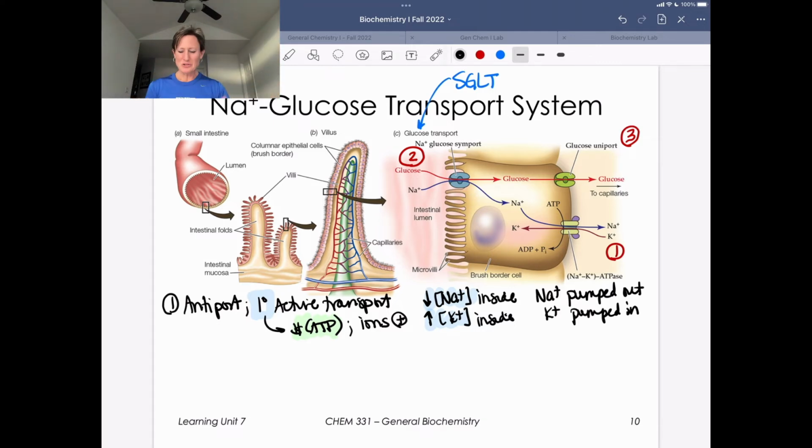Okay, so let's move on now to our SGLT transporter. That SGLT transporter is a symport. We are moving two things in the same direction, so it's a symport. We also can think of symports as sort of piggybacking. So this symport is a secondary active transporter.